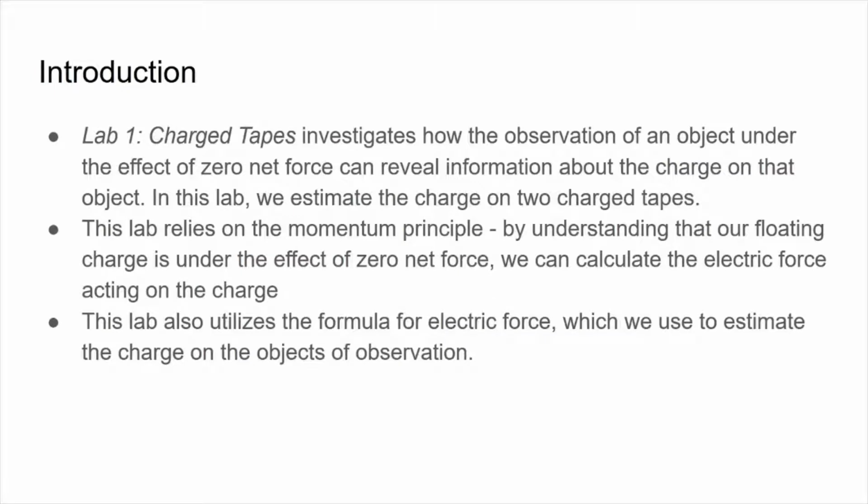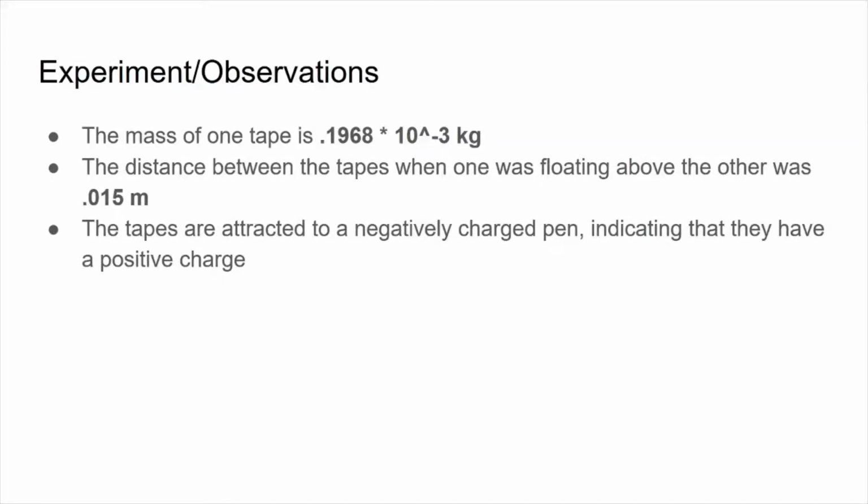So the goal of this first lab was to find the charge on an object that is experiencing zero net force by comparing the force on the charged object to the gravitational force acting on that object. So we rely on the momentum principle because we have to understand that it has zero net force, meaning it has zero acceleration in either direction. And then we also use the formula for electric force, which we can then use to calculate the charge on the object. So here we have some observations that we made during the experiment.